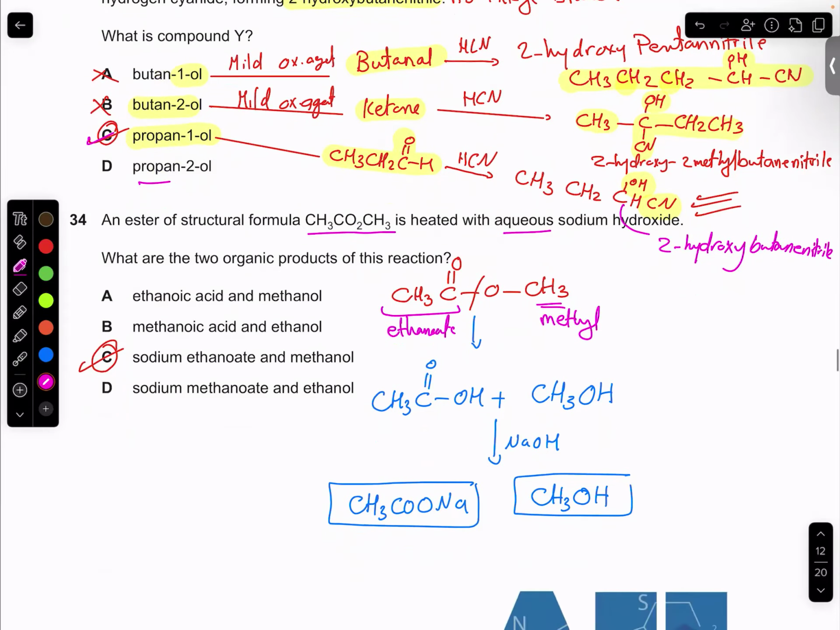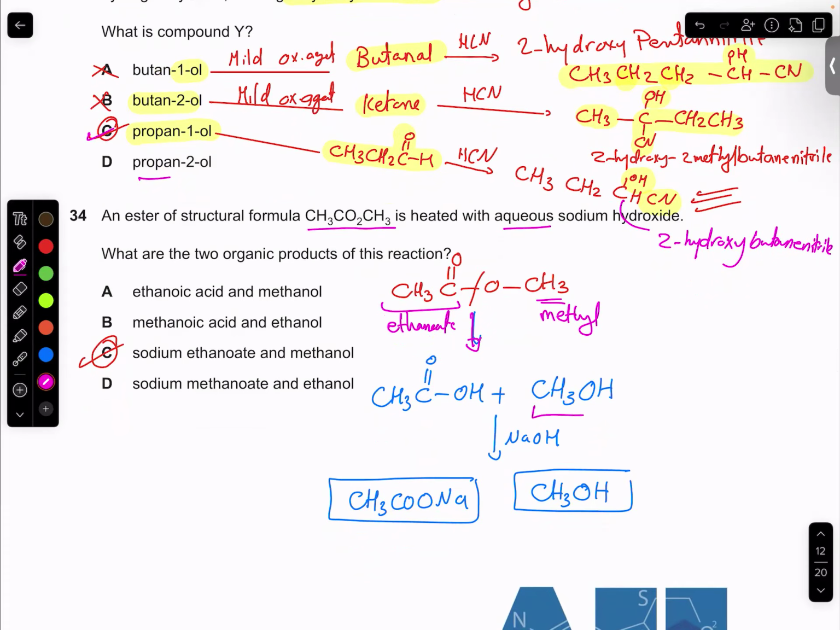And when we make hydrolysis of methyl ethanoate, it gives methanol and ethanoic acid. We will break from here, and it will form methanol and ethanoic acid. Fine. In the presence of NaOH, the acid can react with NaOH to produce sodium ethanoate. So the final answers are sodium ethanoate and methanol. Of course, alcohol doesn't react with sodium hydroxide.